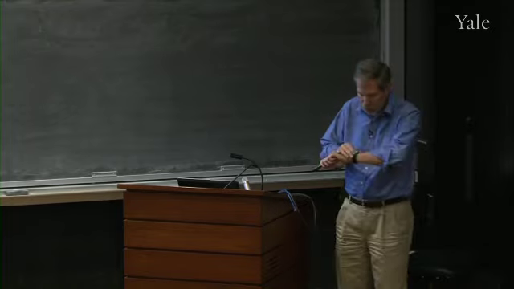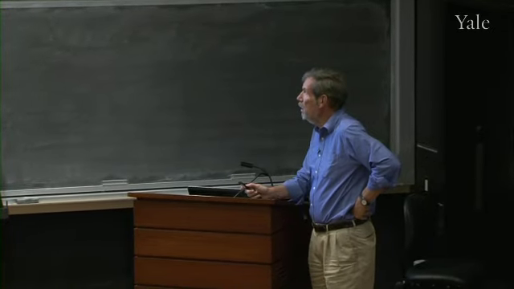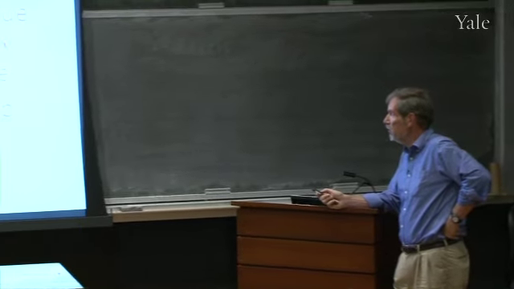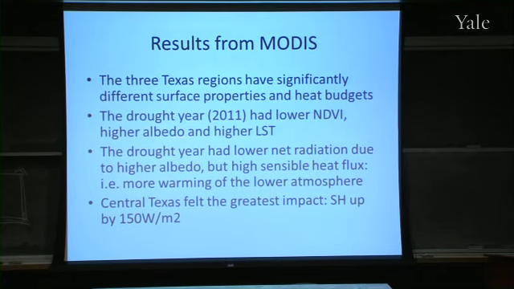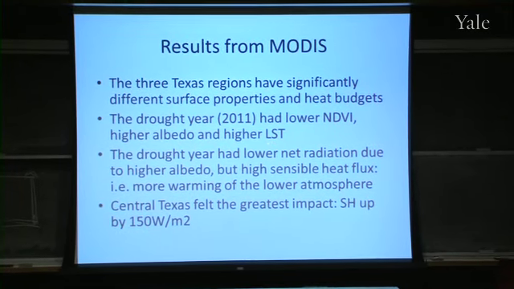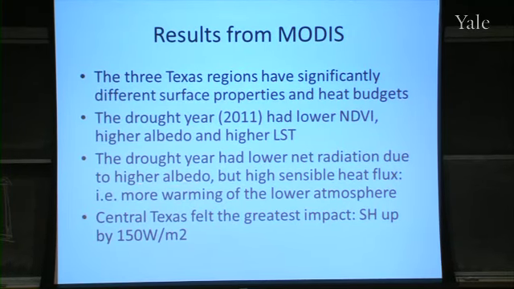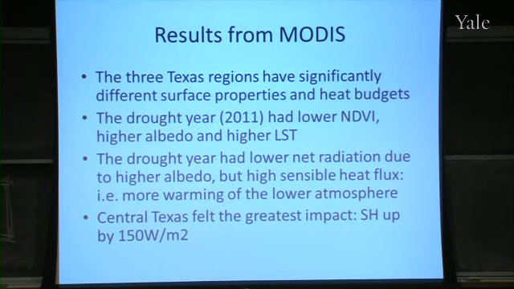So to summarize this part of the talk, these three Texas regions have significantly different surface properties and heat budgets. The drought year had lower NDVI, higher albedo, and higher land surface temperatures. The drought year had lower net radiation due to a higher albedo, but higher sensible heat flux. That is to say, more warming of the lower atmosphere. And Texas in the center felt the largest impact of that. The sensible heat was up by a rather amazing 150 watts per square meter.